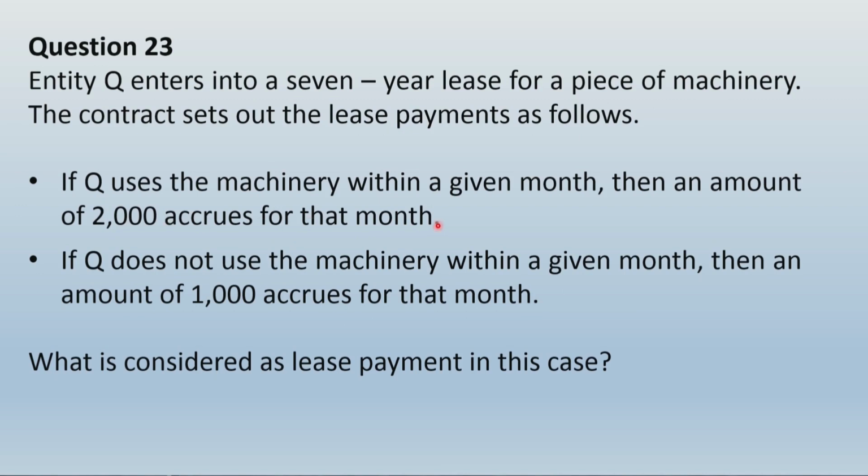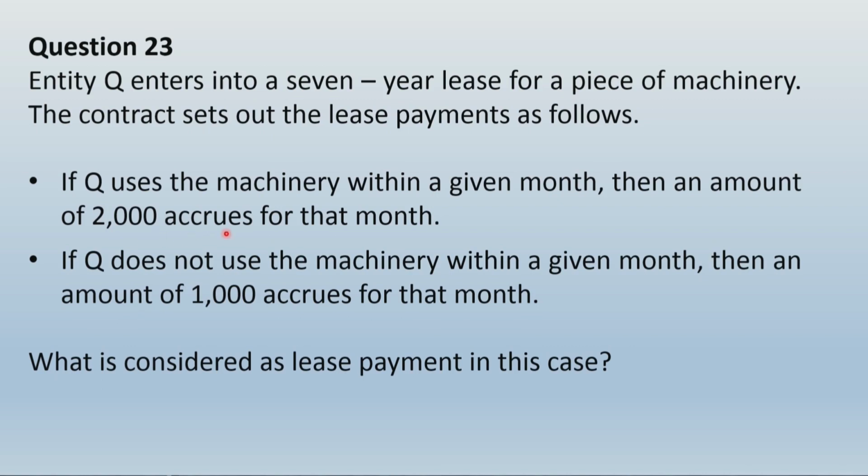2000 per month is payable when the machine is used. 1000 per month is payable when the machine is not used. So what happens? This part is unavoidable, correct? 1000 per month you have to pay whether you use the machine or not. However, out of this 2000 per month, only 1000 is payable when the machine is not used. That means for using the machine, the additional payment would be 1000.